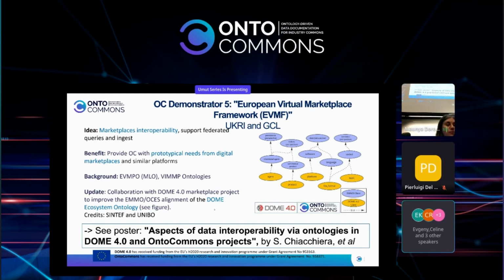WIMP was a marketplace project and a middle-level ontology called EVMPO. And the update is a collaboration with the DOM marketplace project to improve the alignment of their ontologies with the OntoCommons ecosystem and EMMO. You can see on the right figure concepts from DOM aligned to EMMO. And the name of the poster you see at the bottom, so just come and talk to me if you're interested. Thank you.